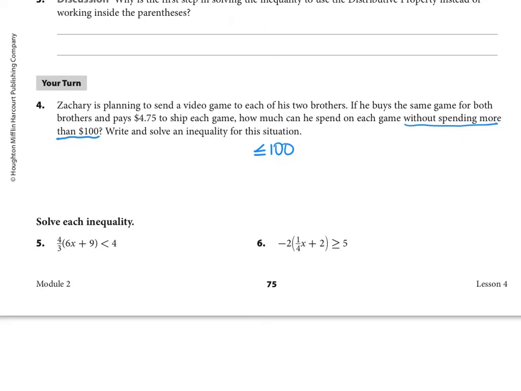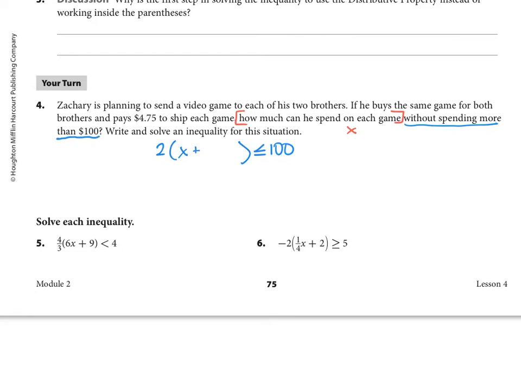And then the left side is going to be made up of how much he's actually spending on those games. He has 2 brothers, so we're going to do 2 times something. Each of the games is the same game, if you read the second statement. So we do not know the cost of each game. It says how much, so I'm going to put brackets around this: how much can he spend on each game? I'm going to call that my x. Each game is worth x.